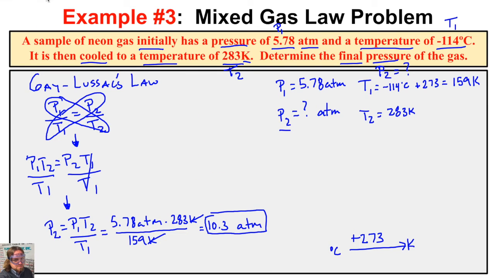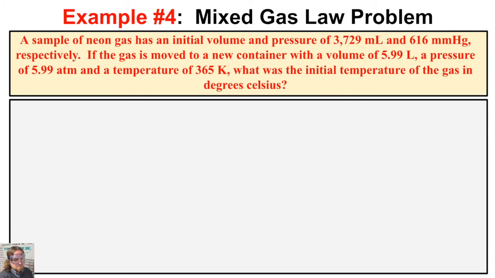Let's take a look at another example. In this fourth example, it says a sample of neon gas has its initial volume and pressure of 3,729 milliliters and 616 millimeters of mercury, respectively. If the gas is moved to a new container with a volume of 5.99 liters, a pressure of 5.99 atmospheres, and a temperature of 365 K, what was the initial temperature of the gas in degrees Celsius? So there's a lot going on here, a lot that we have to decipher and figure out what's happening. So let's take a look.